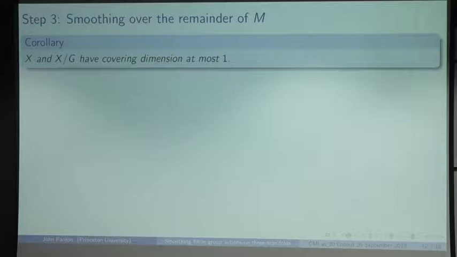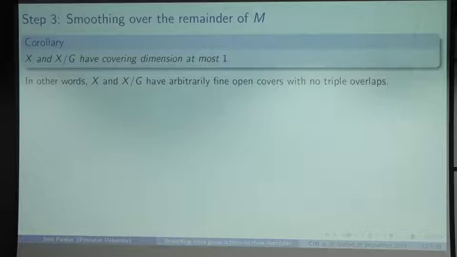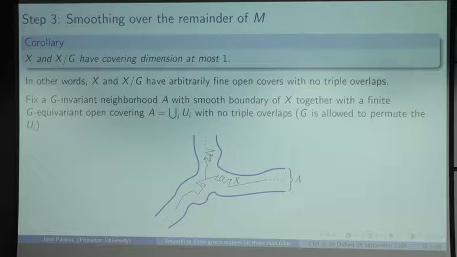Okay, so covering dimension at most one means there are arbitrarily fine covers with no triple overlaps. I think I have a picture here. Okay, the cover is on the next slide, I guess. So here's X. It's an essentially one-dimensional locus. It's a union of one-manifolds. I don't know anything about how they intersect. They could intersect in Cantor sets. That's okay.